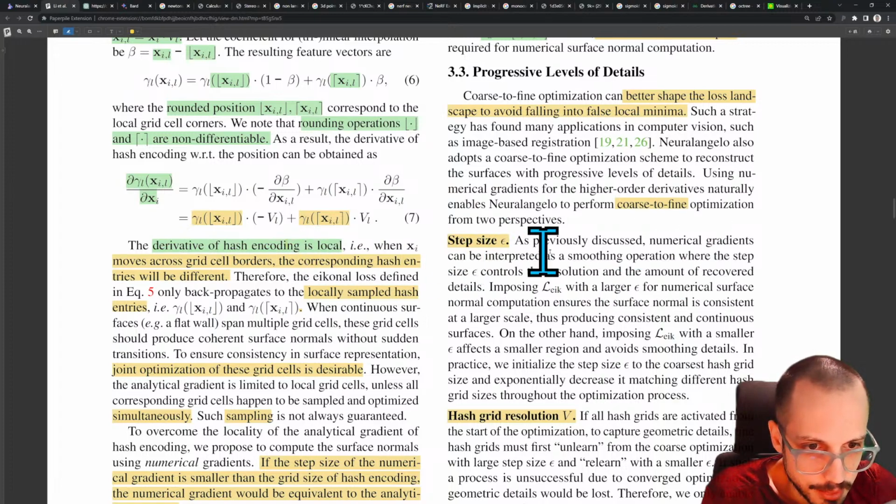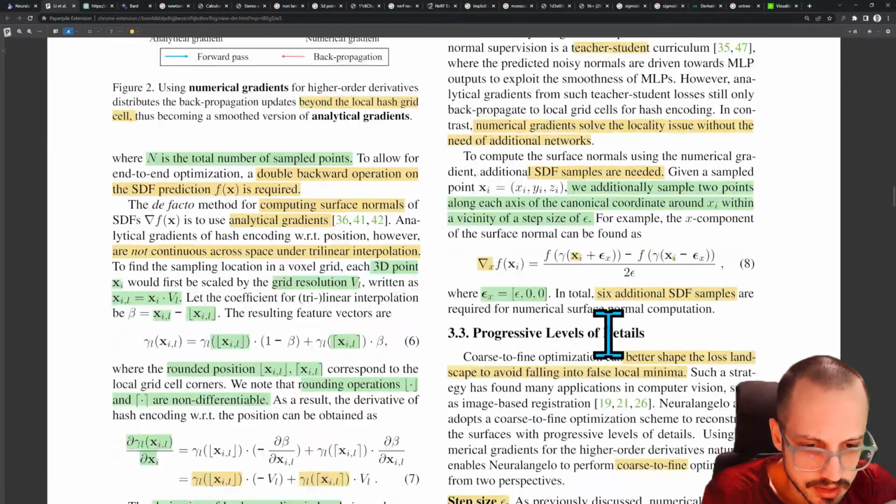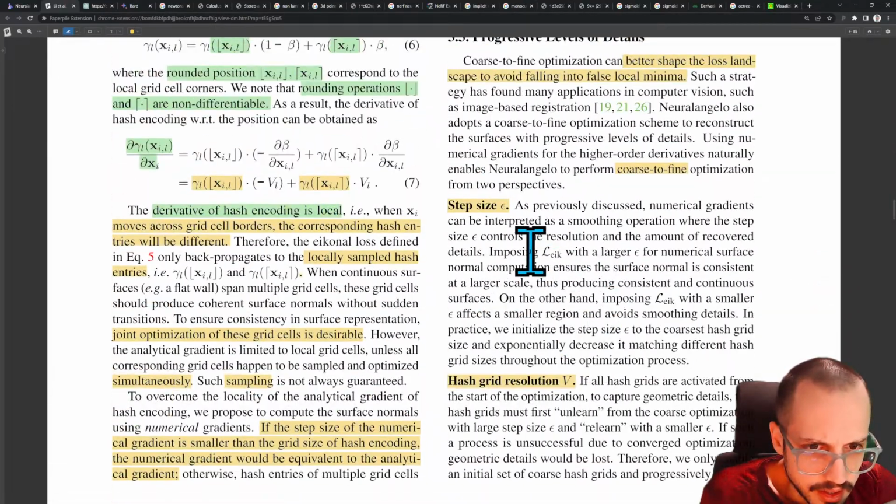Numerical gradients can be interpreted as a smoothing operation where the step size controls the resolution and the amount of recovered detail. Imposing the eikonal loss, which is the one up here, I don't even know how to pronounce that, with a larger epsilon for numerical surface ensures the surface normal is consistent at a larger scale, thus producing consistent and continuous surfaces. Right, so at the larger scale, you want consistent and continuous surfaces. At the smaller scale, you want smooth surfaces.